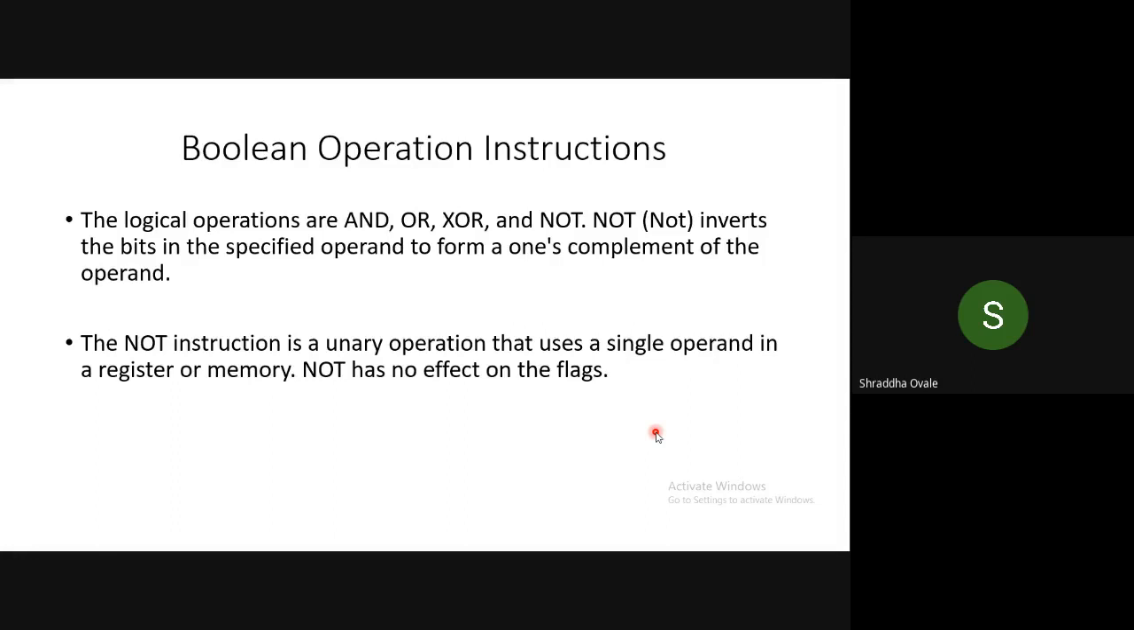Next is what? The NOT instruction is a unary operation. Whatever will be your NOT instruction, it is unary. Unary means a single operation that uses a single operand in a register or a memory. It will only use a single operand. No two operands will be used. So NOT has no effect on the flags. As NOT is a unary operation, it is using a single operand, so it will have no effect on the flags.